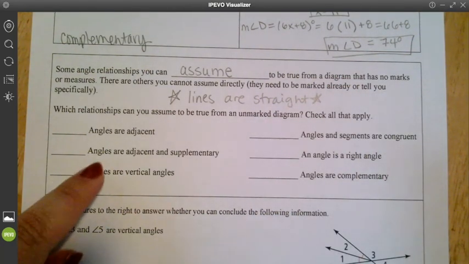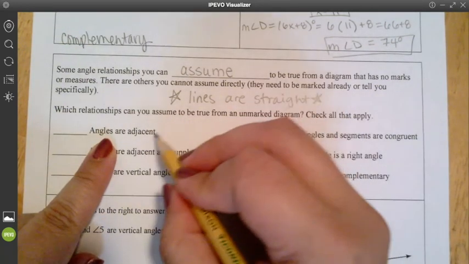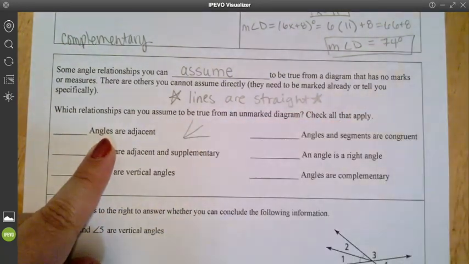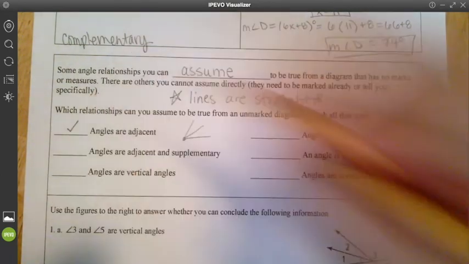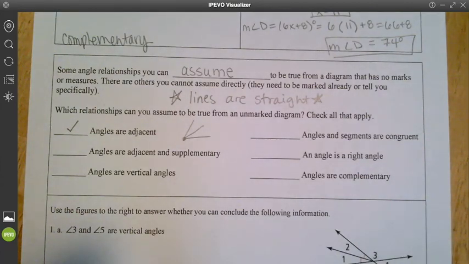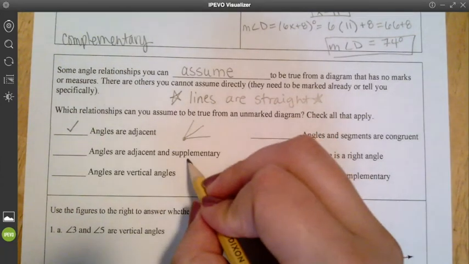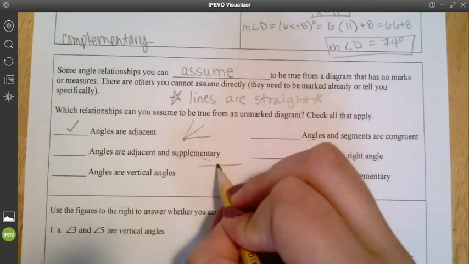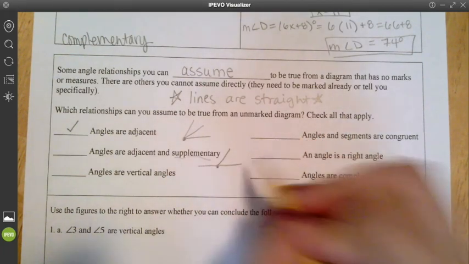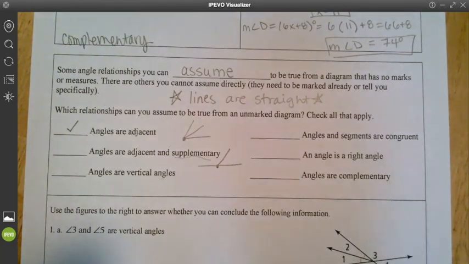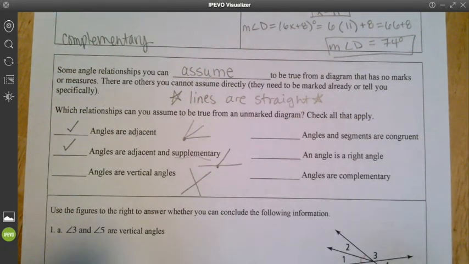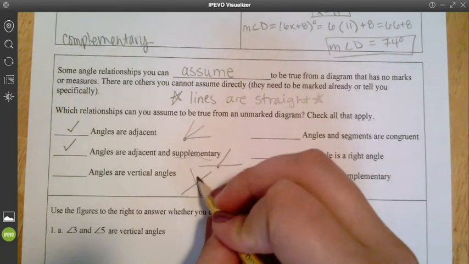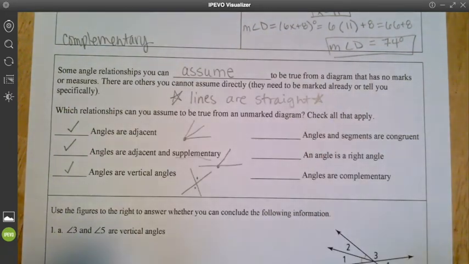So which of these can you assume to be true? If I have angles that look adjacent, can they not be adjacent? Well, as long as lines are straight and they share a point, we can know that these angles are adjacent. Adjacent and supplementary. Supplementary means they make a straight line. So anything that looks like that, does it have to be supplementary? Yes, because lines have to be straight. Angles are vertical angles. Well, if all lines that are straight can be assumed to be straight, then those two angles must be vertical of each other. So yes, we can assume that.